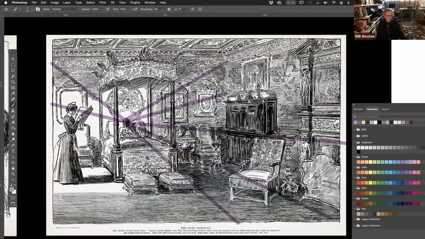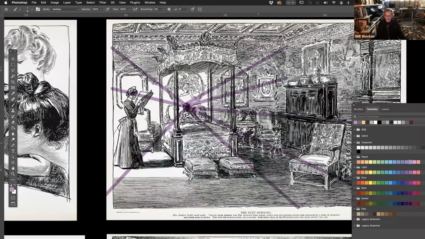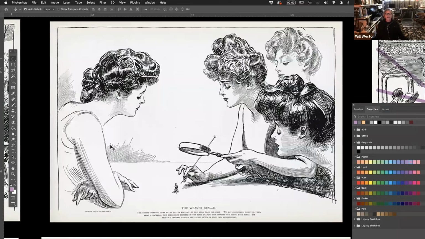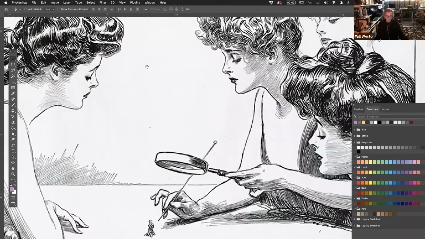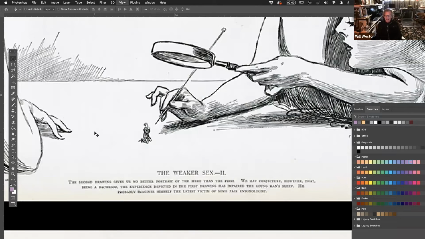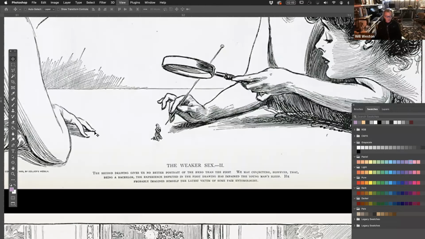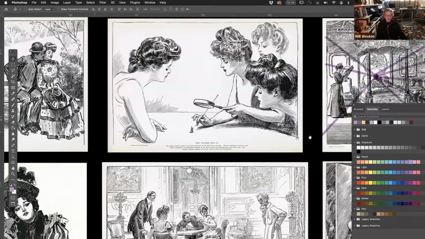Visible. And then visible here, I'm reluctant to show this to you, but here are women investigating what they called the weaker sex in the 19th century. They're poking it with a pin, and it appears to be a tiny little man down here. Okay, so they're investigating, and again, it's all about overlaps. And I won't draw over all of them. I'll just kind of leave them here.